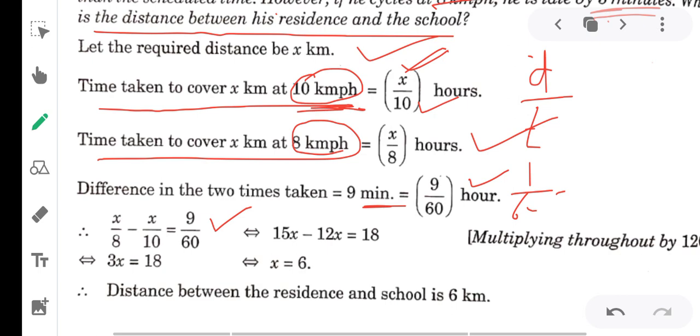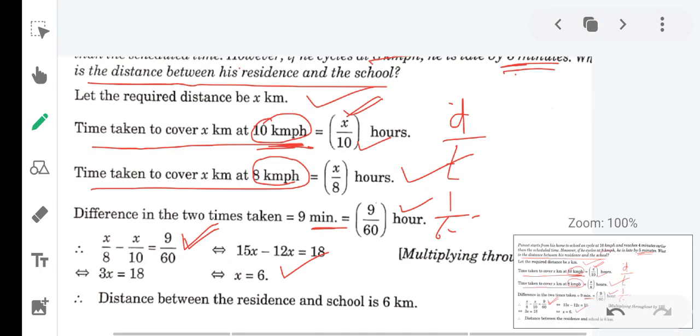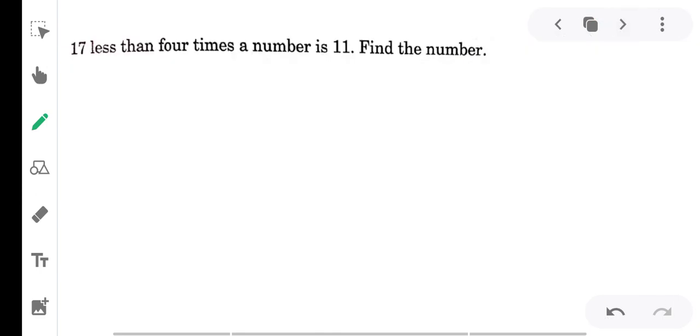Now if you solve this equation, you'll get x equal to 6. So x is the distance between his residence and school, that is 6 km. Now we'll solve some questions of your exercise.